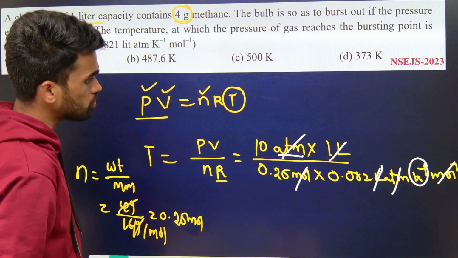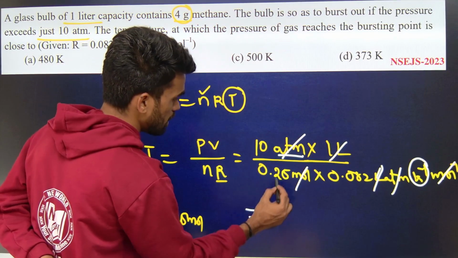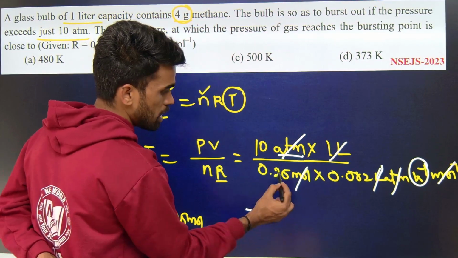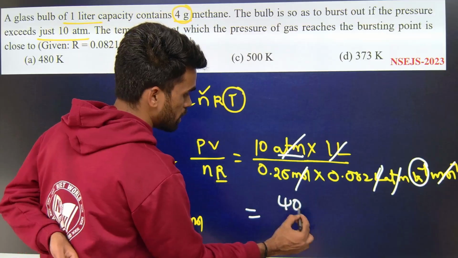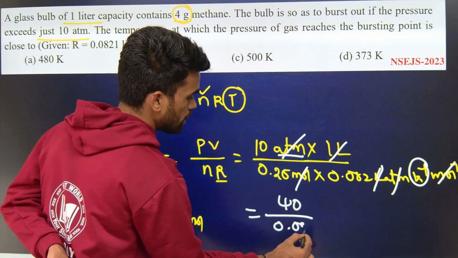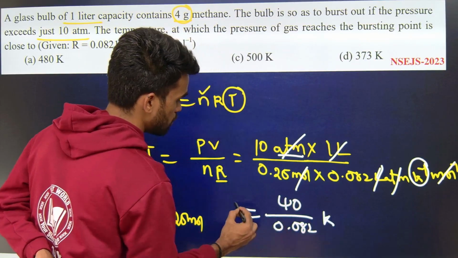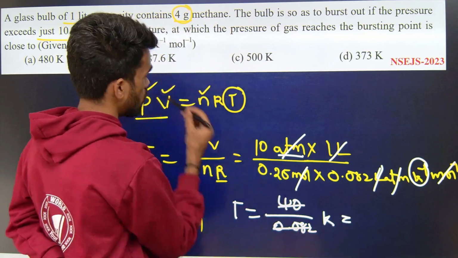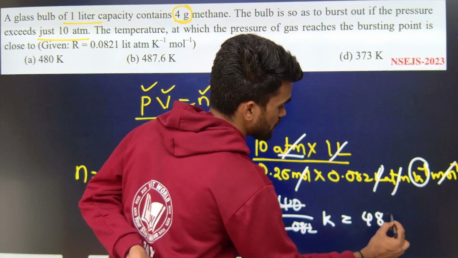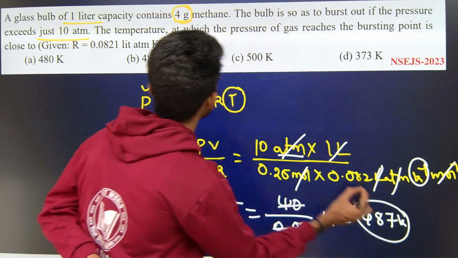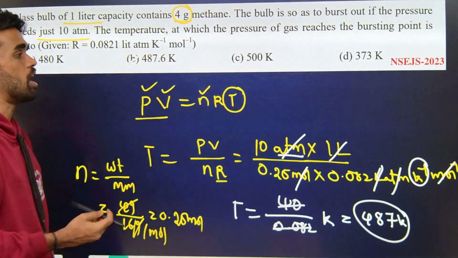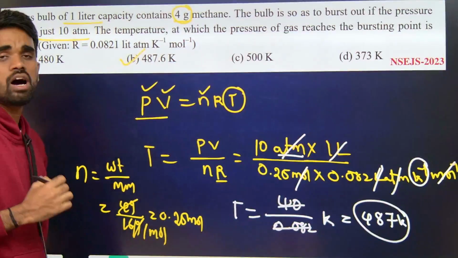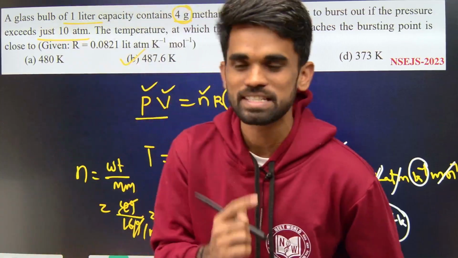Now I can write this 0.25 as 1 by 4, so that is nothing but 40 by 0.082 Kelvin, temperature in terms of Kelvin. By simplifying this, you are going to get around 487 Kelvin. So here we have 487 Kelvin, and that will be our answer. Option B will be your answer for this particular question. Hope this is clear.